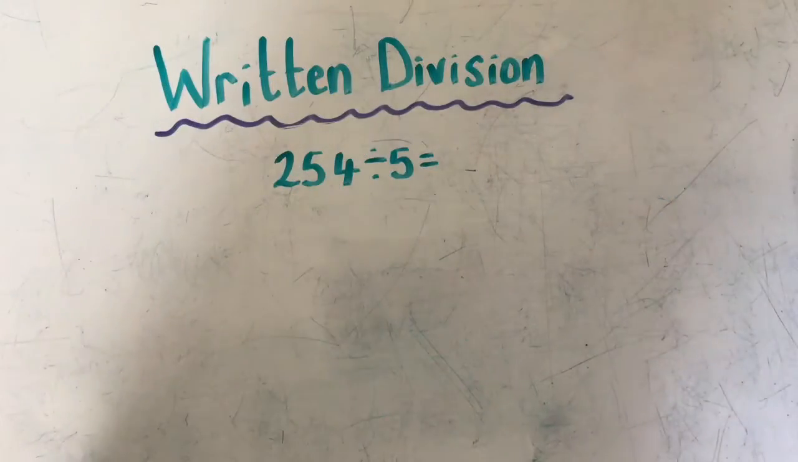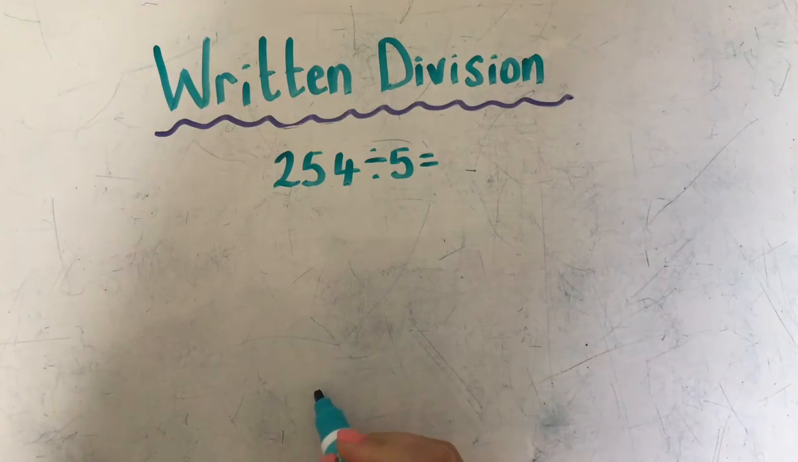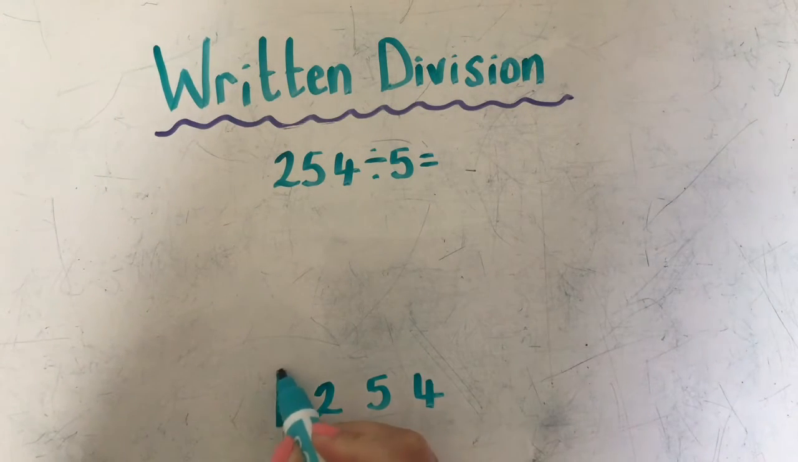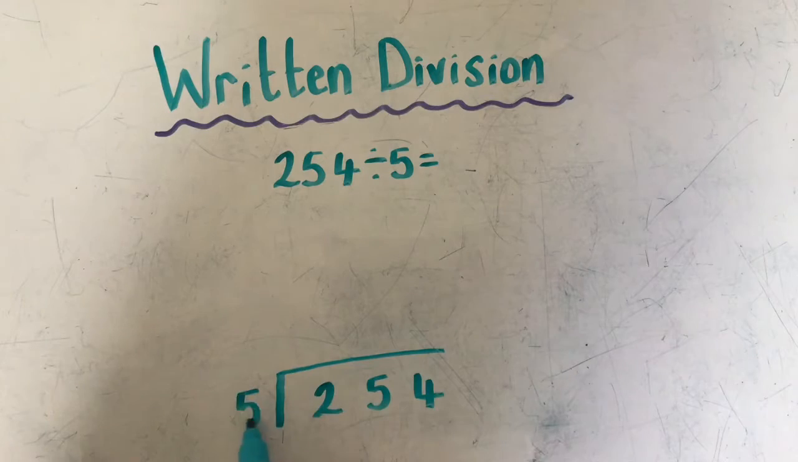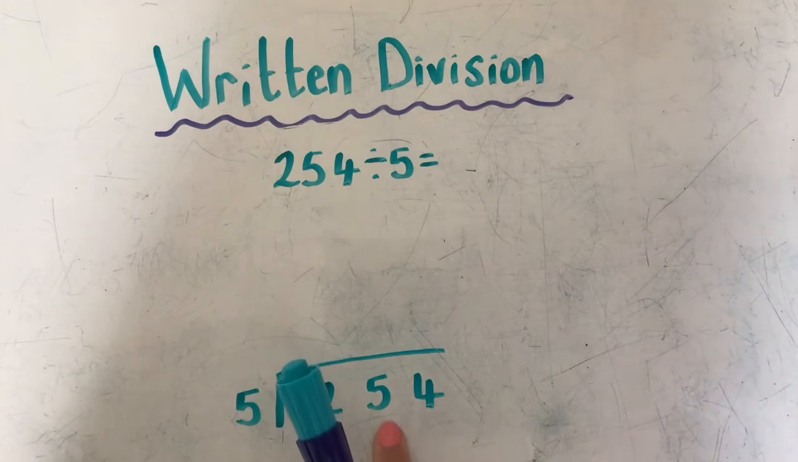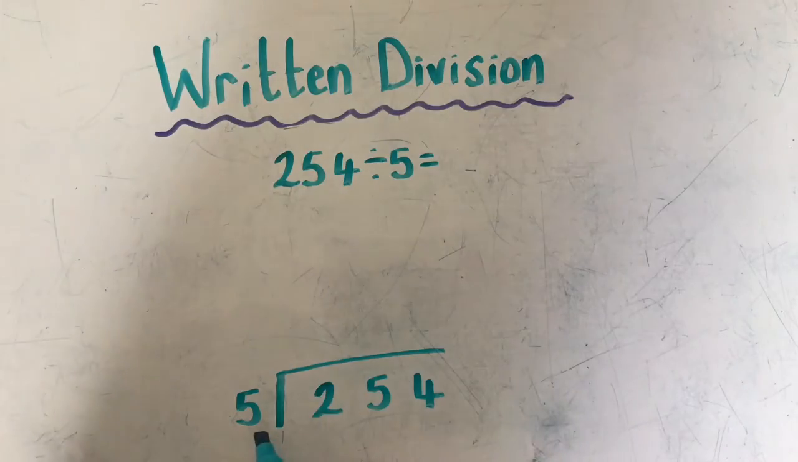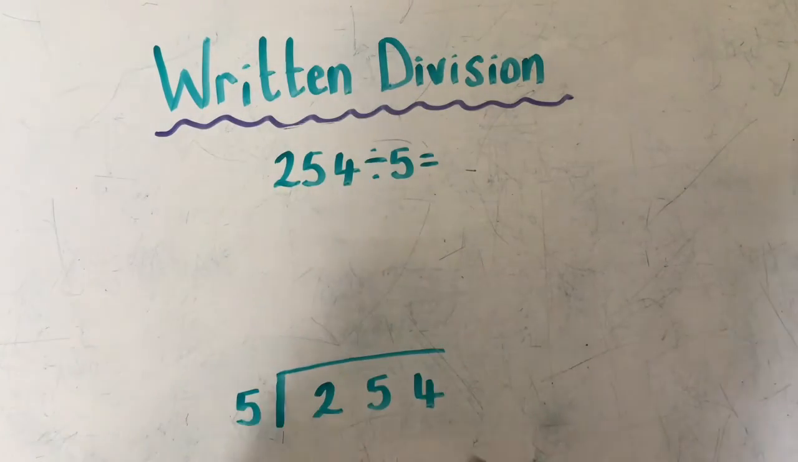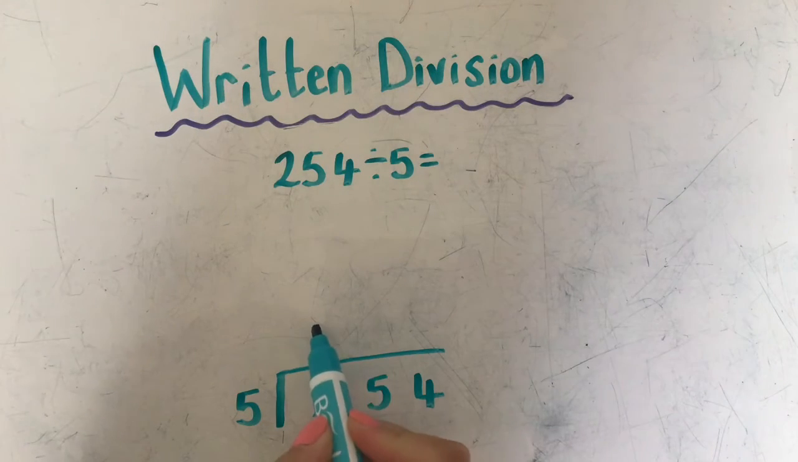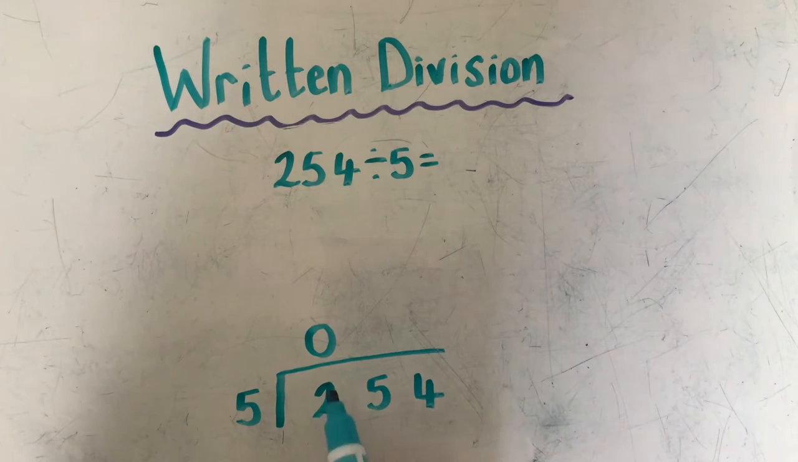I'm going to show you another example now, which is 254 divided by 5. So we write out the 254, making sure we leave space between the digits. We draw in the bus stop, and we write the divisor in front. And we do the same method, working from left to right, to see how many times 5 fits into 254. First of all, just looking at the very first digit, we're going to see how many times 5 fits into 2. Because 5 is bigger than 2, it doesn't fit in any times, so we have to carry over all of this number.